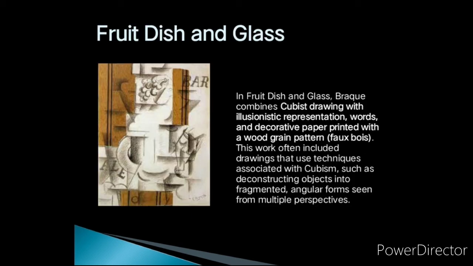Last is the Fruit Dish and Glass. In Fruit Dish and Glass, Braque combines Cubist drawing with illusionistic representation, words, and decorative paper printed with a wood grain pattern. This work often included drawings that used techniques associated with Cubism, such as deconstructing objects into fragmented, angular forms seen from multiple perspectives.